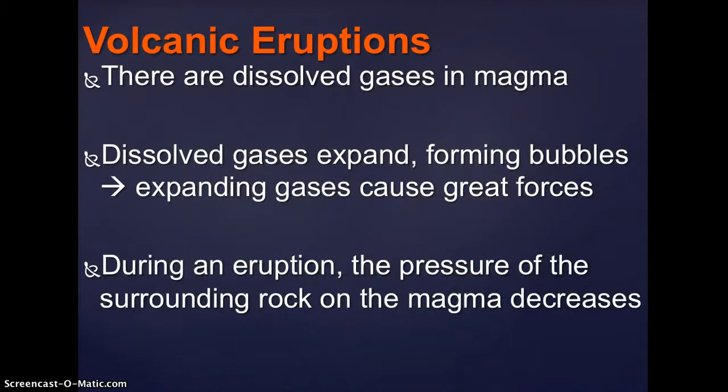Volcanoes erupt because of dissolved gases in the magma. Dissolved gases expand, which forms bubbles. Eventually, there is too much pressure and the volcano erupts. During an eruption, the pressure will decrease until the eruption stops.